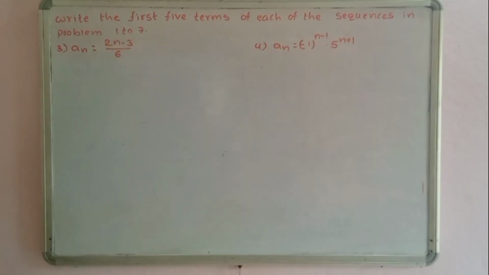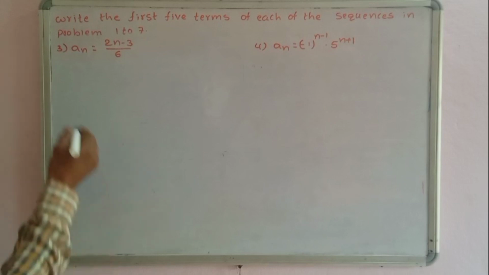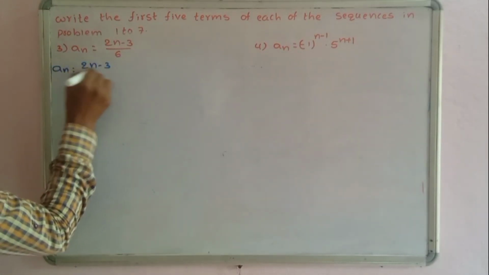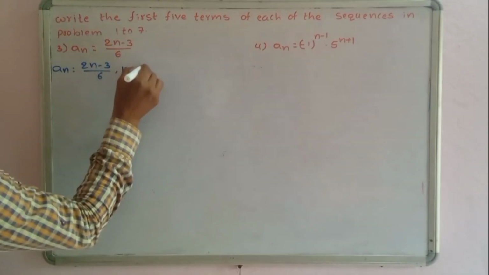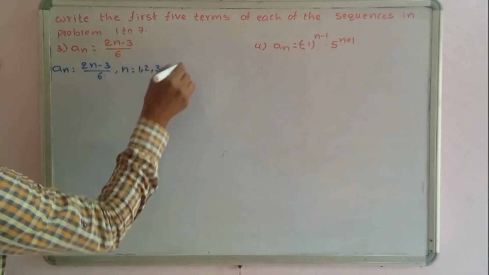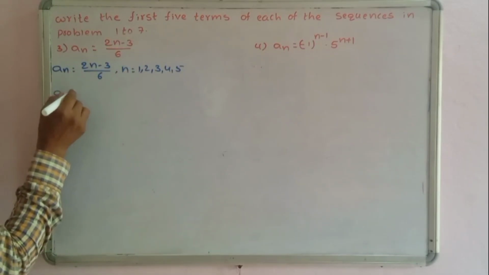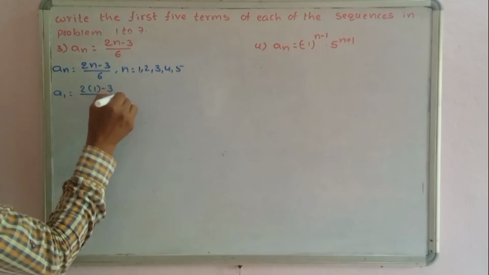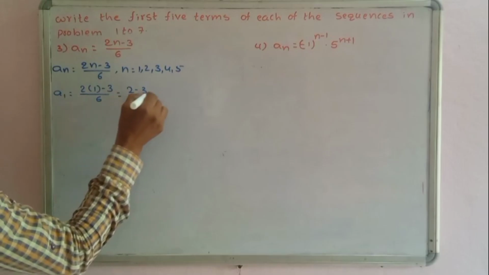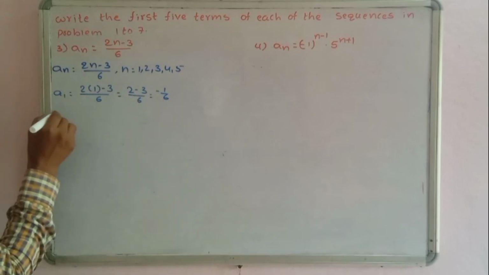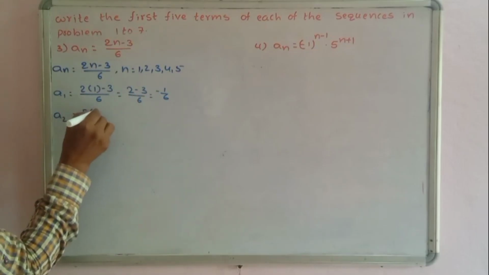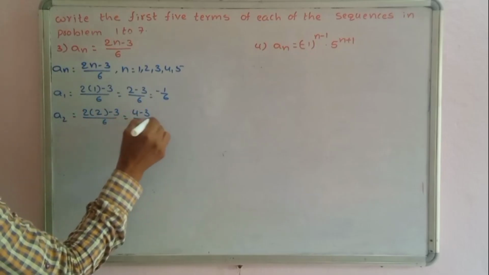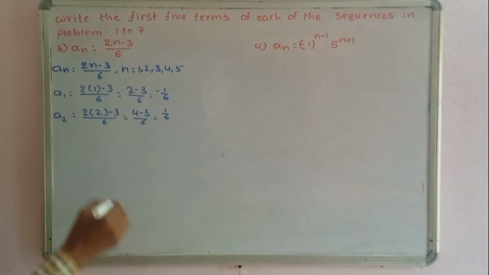Problem 3. an equals to (2n minus 3) by 6, where n equals 1, 2, 3, 4, 5. Put n equals to 1. 2 into 1 minus 3 by 6. 2 ones are 2, minus 3 by 6, that is minus 1 by 6. a2 equals to 2 times 2 minus 3 by 6. 2 twos are 4, minus 3 by 6, that is 1 by 6.